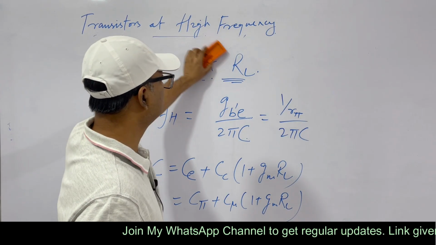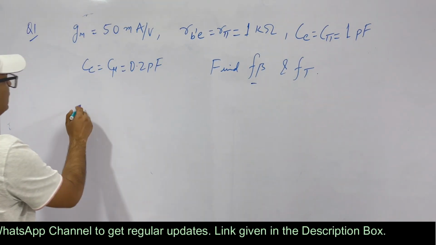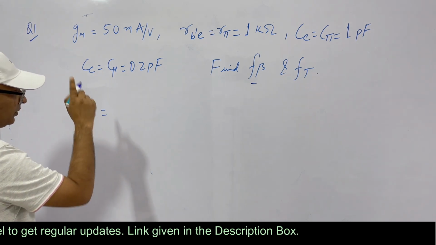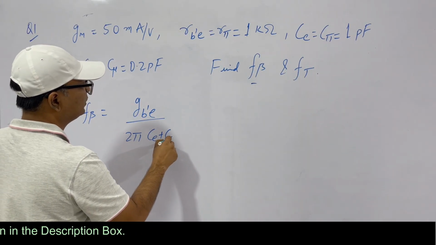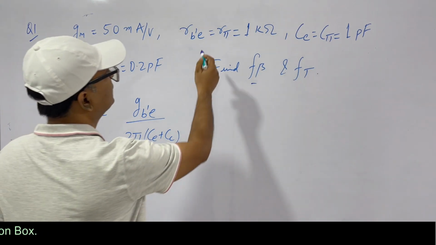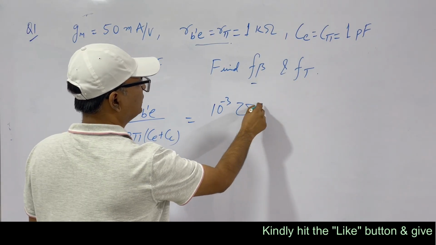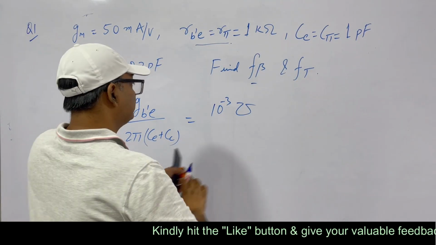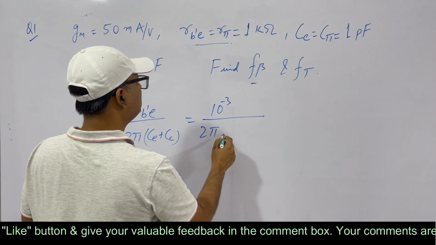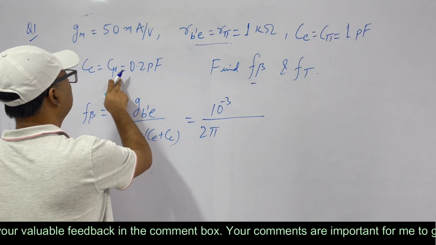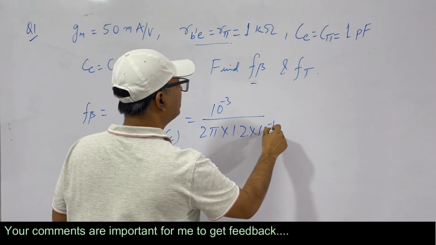Let's see some questions, some numericals. We have to find F beta and Ft. We have F beta from the expression, this is G B dash E by 2 pi C plus Cc, or C pi plus C mu. G B dash E, we have been given 1 kilo ohm, so this will be 10 to the power minus 3 mhos. So this is G B dash E by 2 pi into Ce. Ce is 1 picofarad, and Cc is 0.2. So this is 1 plus 0.2, so 1.2 picofarad. Pico is 10 to the power minus 12.